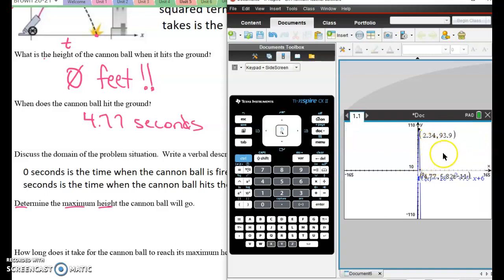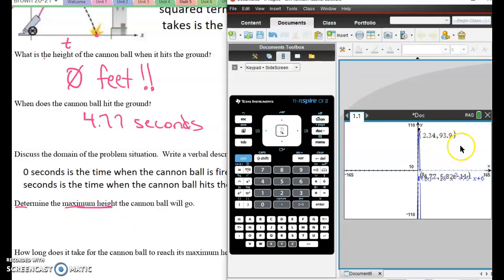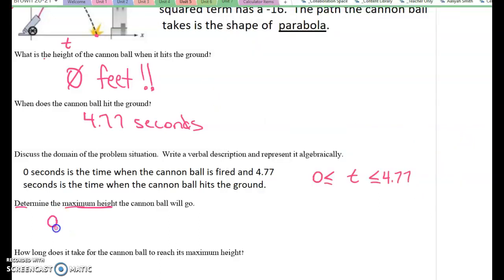So what that does is it gives you a point. It gives you an x value and a y value. Remember, in this situation, the x value is the time. The y value is the height, right? Okay, so they want to know the maximum height. What is the maximum height? Well, it's 93.9 feet, according to our calculator, right? That's how high up the cannonball went.